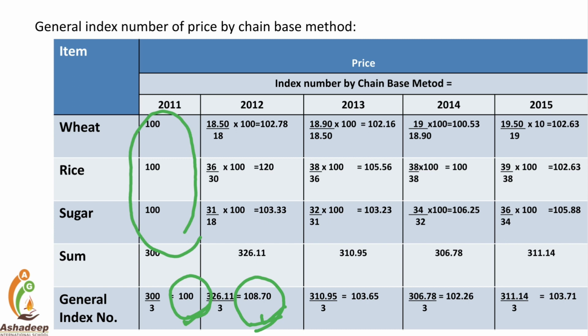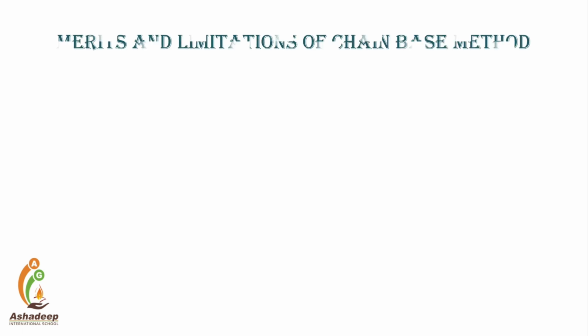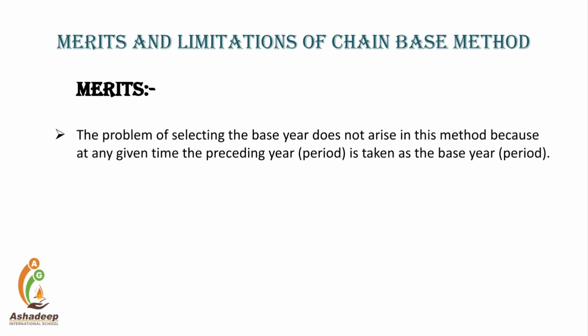Clear? So the procedure is very simple. Now we understand the concept of the chain-based method. Each method has its own advantages and limitations. So now we are going to understand the merits and limitations of the chain-based method. First we go to the merits. The problem of selecting the base year does not arise in this method, because at any given time the preceding year is taken as the base year.